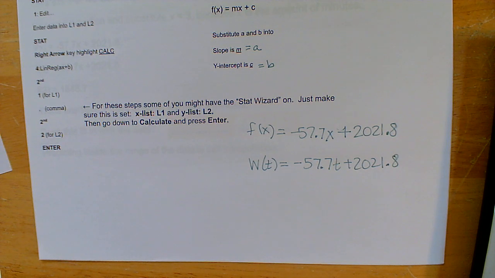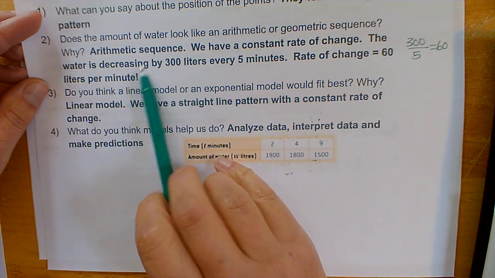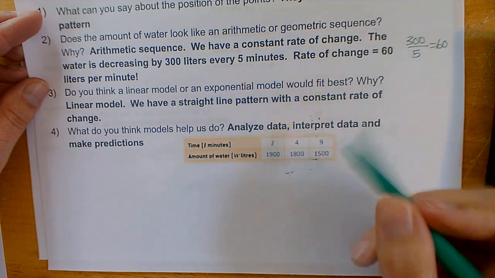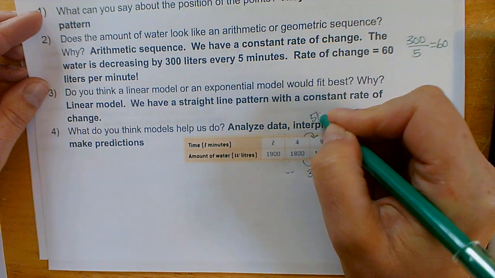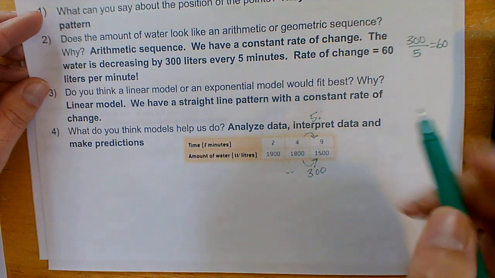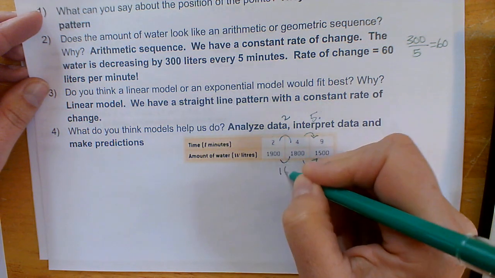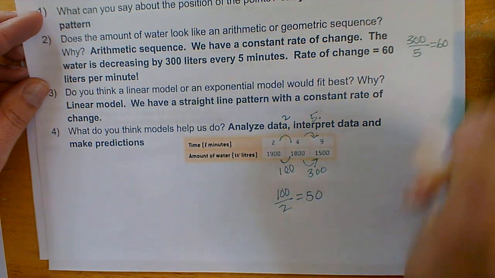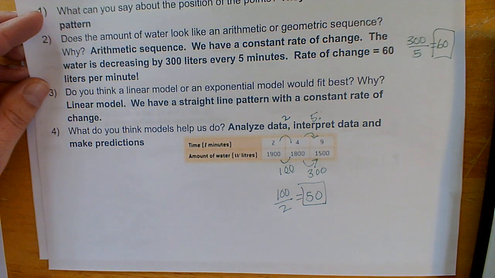Now let's look back, because what I did back here is I made a general statement. I said that our water is decreasing by 300 liters every 5 minutes. So I just did 300 divided by 5 is 60. That's because I looked at these last two and said, okay, this is 300 and this is 5. However, you might have noticed, if you were paying really close attention, that this is 2 and this is 100. So if I divided 100 by 2, I actually get 50 and not 60. So it doesn't seem like there's a perfect constant rate of change here, but that's not true.